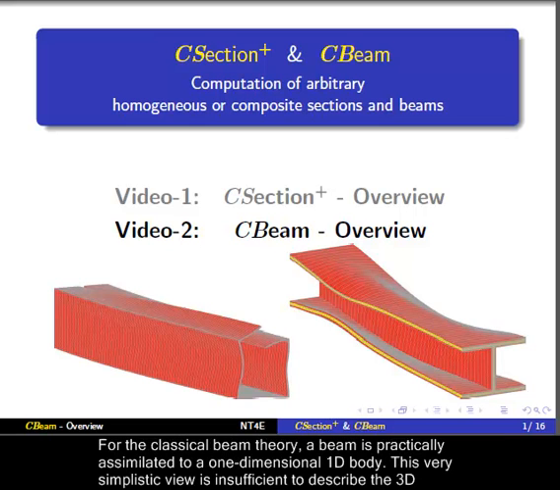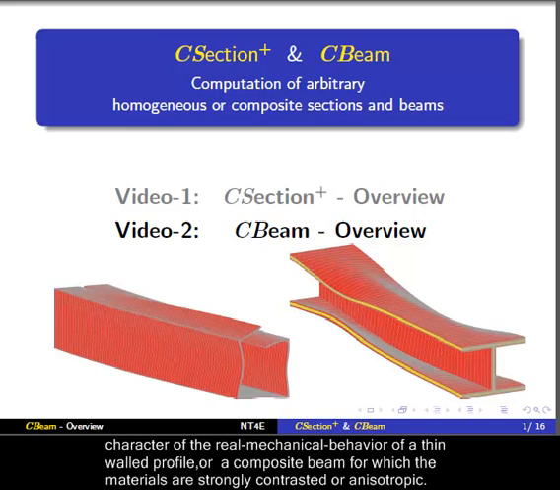For the classical beam theory, a beam is practically assimilated to a one-dimensional body. This very simplistic view is insufficient to describe the three-dimensional character of the real mechanical behavior of a thin-walled profile or a composite beam for which the materials are strongly contrasted or anisotropic.